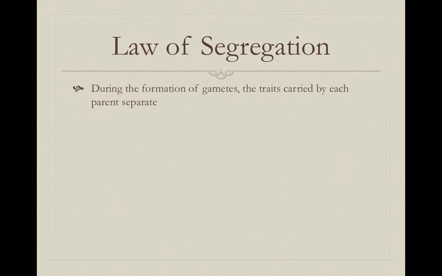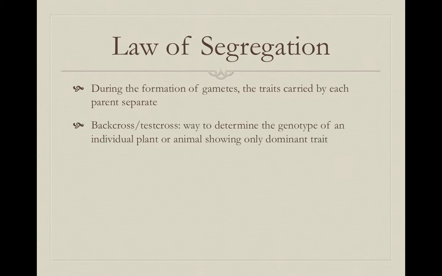We also have the law of segregation, and what that means is that during the formation of gametes, the traits carried by each parent separate. So we have the parent cell, which has a dominant allele and a recessive allele. And when these sex cells are created, one sex cell will have the dominant trait and the other one will have the recessive trait. A backcross or test cross is a way to determine the genotype of an individual plant or animal showing only the dominant trait. That's just a definition that you need to know.